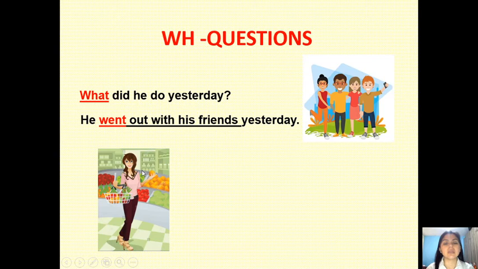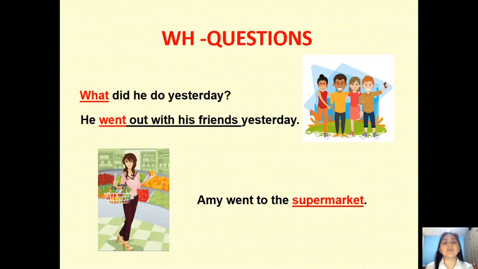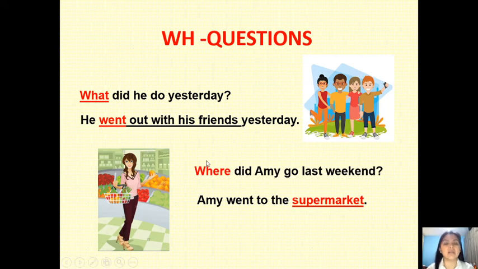Let's continue with the second picture. Amy went to the supermarket. What is the supermarket? The supermarket is a place. What WH question do you use when you ask for a place? For a place, you will use where, right? You're asking for the place. In this example, it is the supermarket. Where did Amy go last weekend? Amy went to the supermarket, okay?